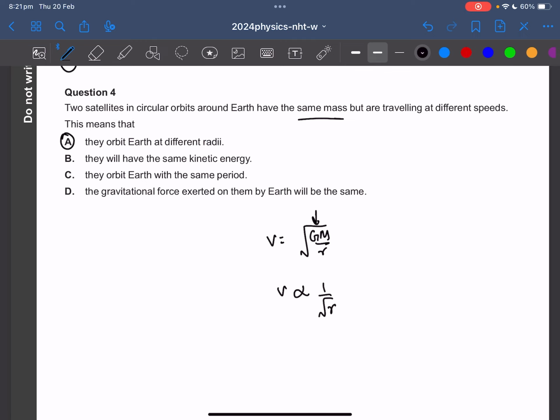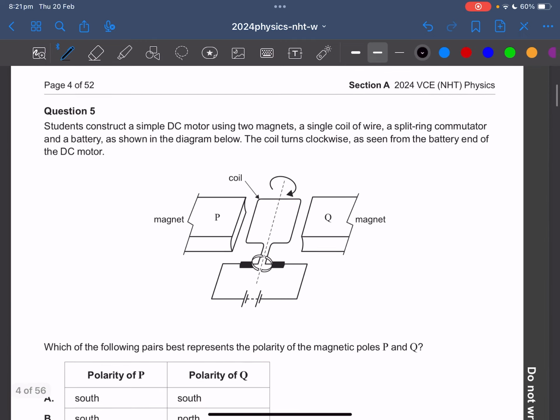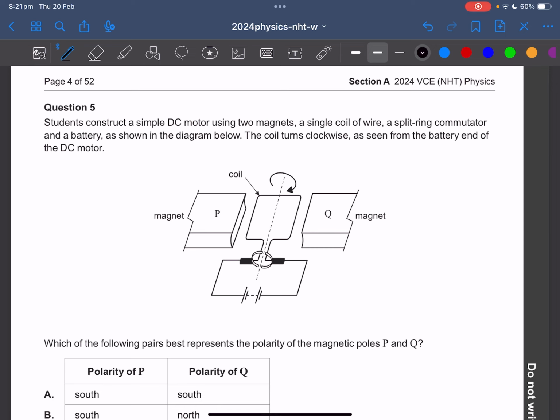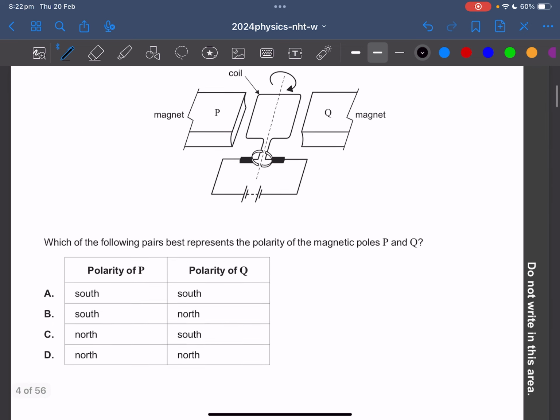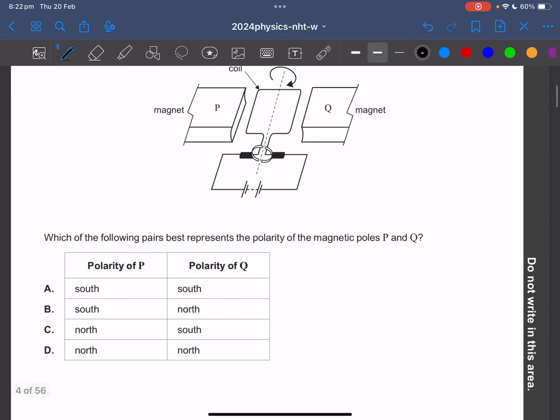Next question, question number 5. Students construct a simple DC motor using 2 magnets, a single coil of wire, a split ring commutator, and a battery as shown in the diagram below. The coil turns clockwise as seen from the battery end of the DC motor. Which of the following best represents the polarity of the magnetic poles P and Q?